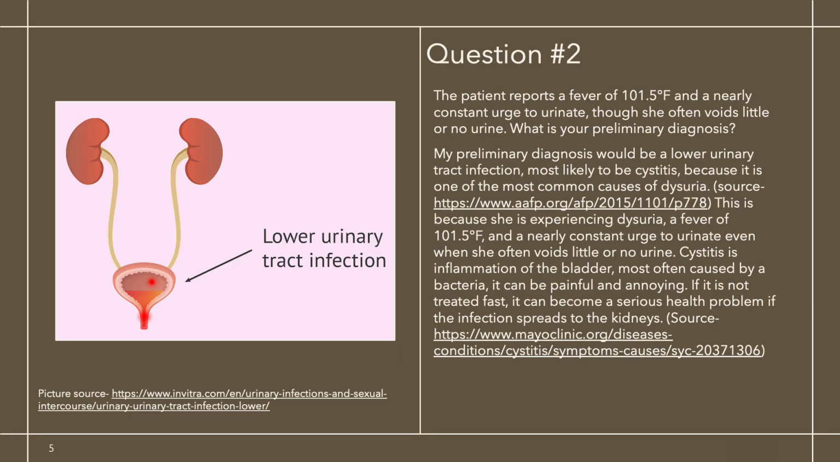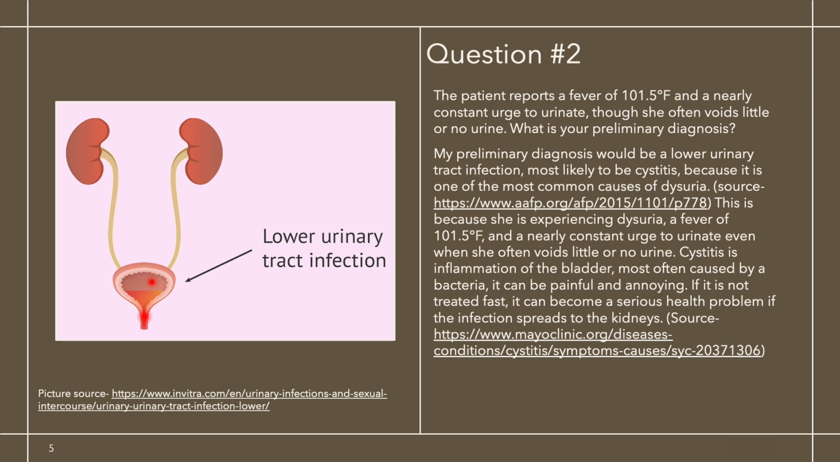Question number 2 says the patient reports a fever of 101.5 degrees and a nearly constant urge to urinate, though she often voids little or no urine. What is your preliminary diagnosis? Now we are getting a little more background about her symptoms. Based on this, my preliminary diagnosis will be a lower urinary tract infection, most likely cystitis, because it is one of the most common causes of dysuria. This is because she is experiencing dysuria, a fever of 101.5 degrees, and a nearly constant urge to urinate even when she voids little or no urine.